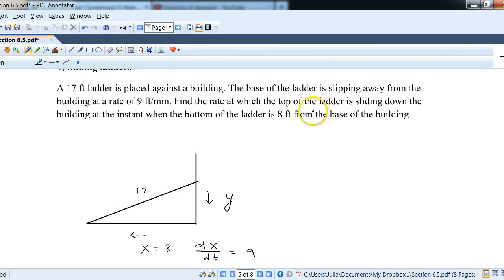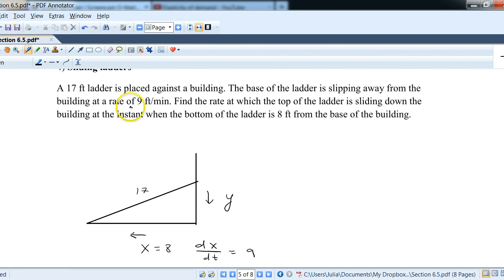This is a ladder. The base of the ladder is slipping away from the building, so it's moving in the positive direction. Notice how I drew this arrow here at a rate of 9 feet per minute. Find the rate at which the top of the ladder is sliding down the building at the instant when the bottom of the ladder is 8 feet from the base of the building. So it's a mouthful, but it's important to draw and label everything.